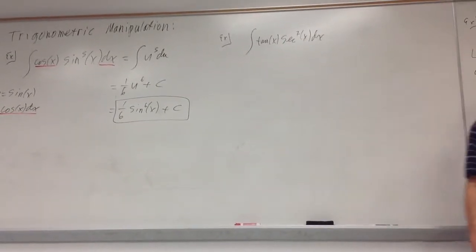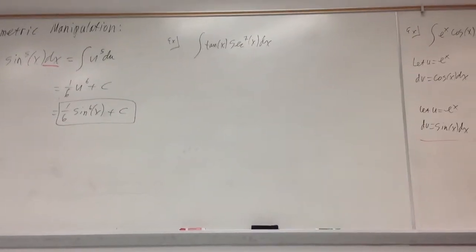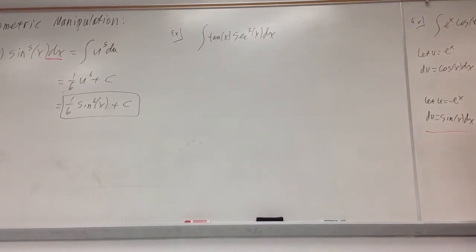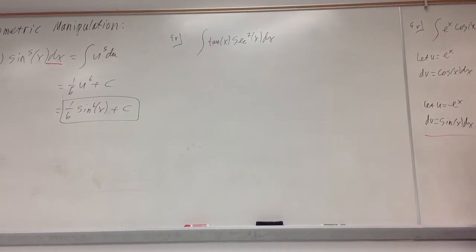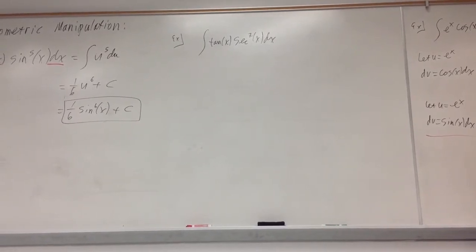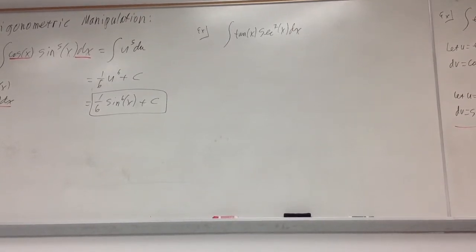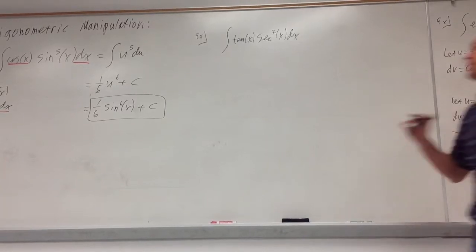In this case, I have the integral of tangent x times secant to the seventh x dx. Now I want to do the think ahead thing. What if I let u equal secant x? What's the derivative of secant? Secant tangent. It's secant tangent. Now, I only have tangent, it looks like. What I'm going to do is I'm going to rewrite it.